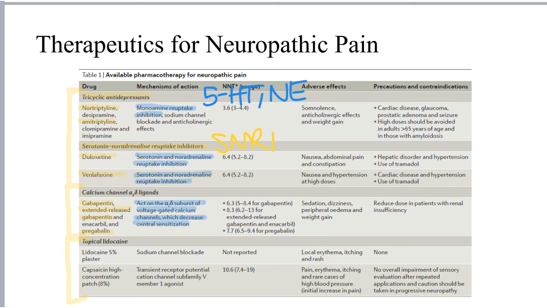Finally, there are a couple of topical products that can be used in the treatment of neuropathic pain, and these include a lidocaine formulation as well as a capsaicin formulation that inhibit specific ion channels to reduce the transmission of nociceptive signals in the body.